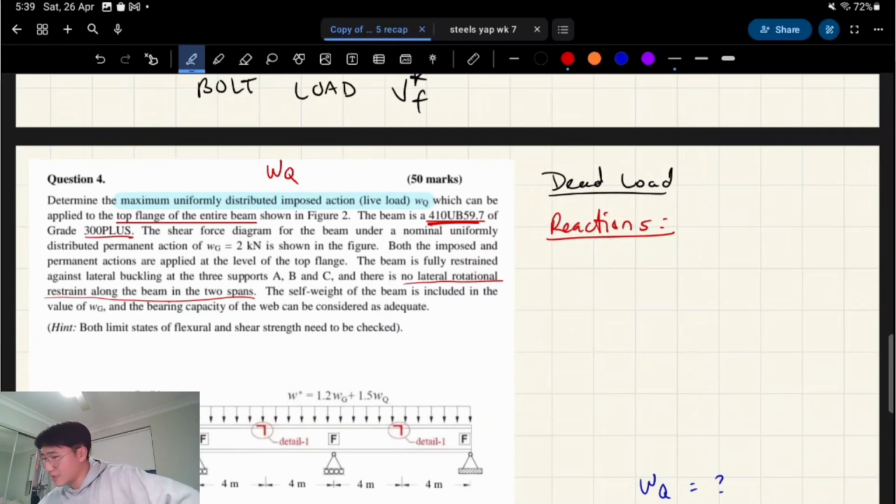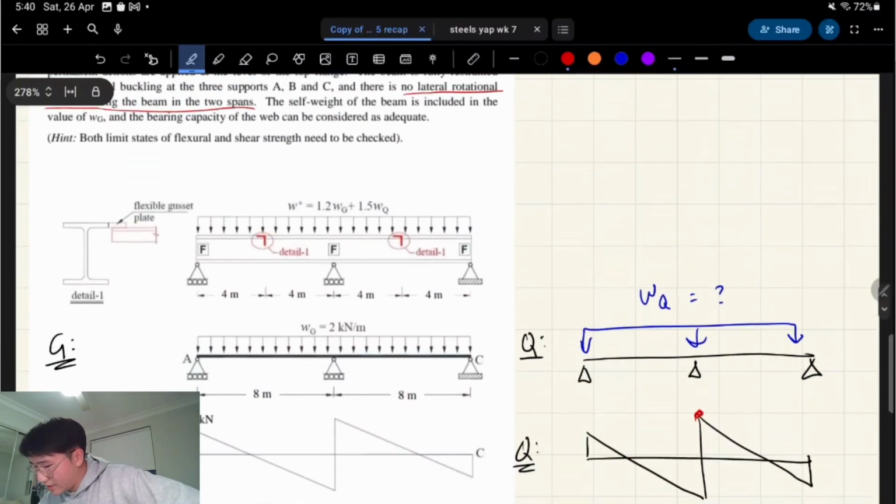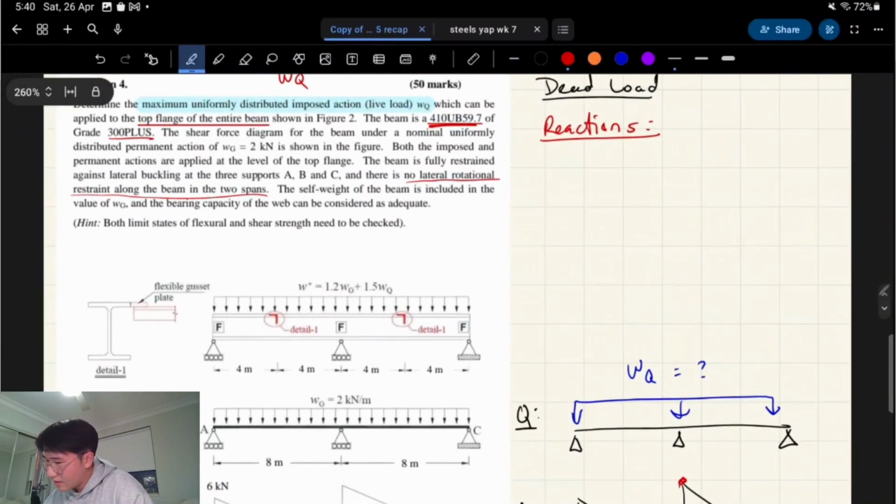I thought that meant that, actually no, that was fine. So that's the dead load essentially. I read this shear force diagram as the shear force V star graph, but it's only the shear force for the dead load. Both the imposed and permanent actions are applied at the level of the top flange.